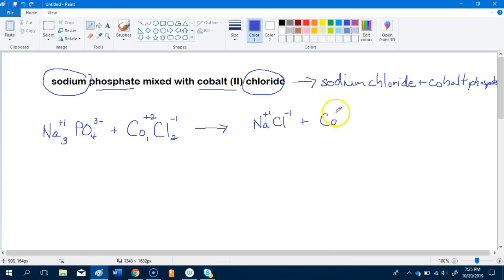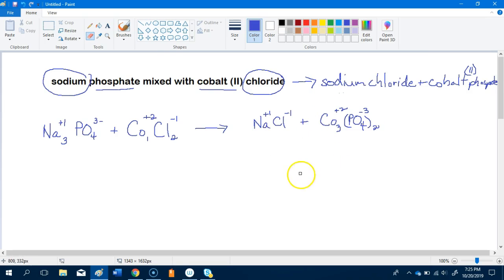So cobalt is going to keep its charge of +2. So I should have put a 2 in here. And then phosphate is that polyatomic ion of PO4, which we know has the -3 charge. So what we're going to do is bring these charges down like that. 3 times +2 is +6. 2 times -3 is -6. They cancel each other out, so I know that I have my formula correct.